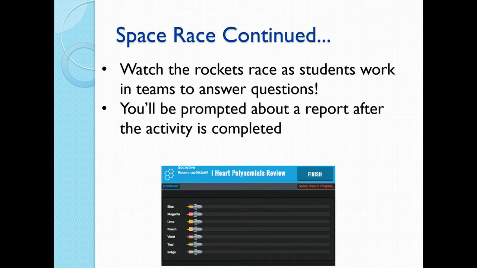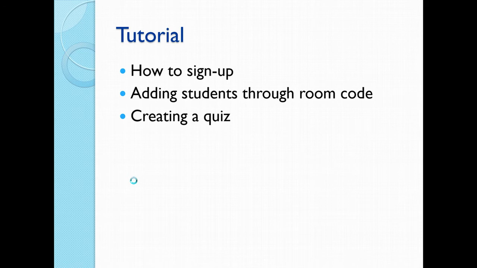And then you can see here at the bottom, you can label the teams by color, and then for each question that the team gets right, they progress just a little bit further. So now I'm going to show you how to sign up for Socrative, how to add students through room code, and how to create a quiz.